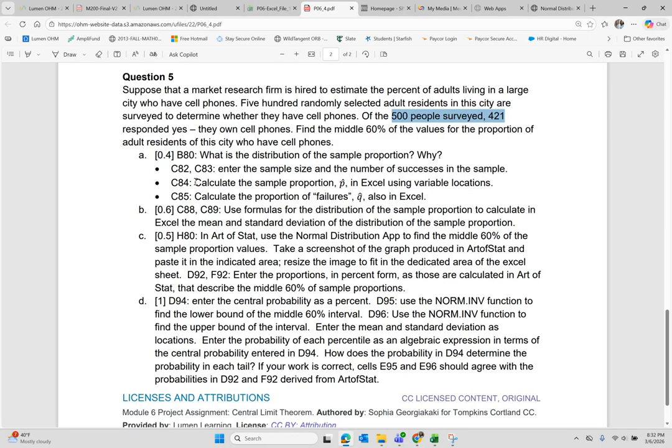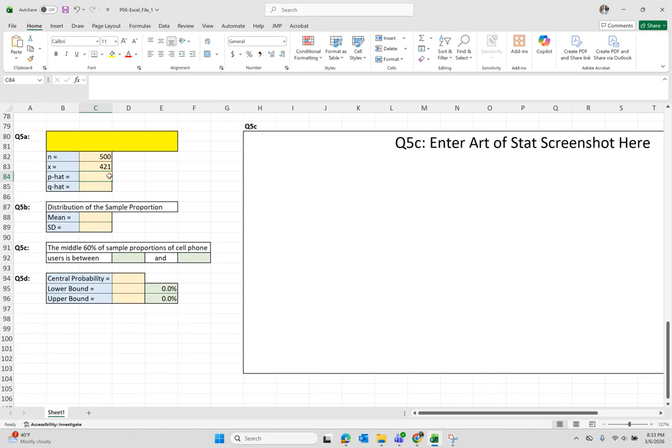And then it says calculate the sample proportion p hat in Excel using variable locations, and then calculate the proportion of failures q hat also in Excel using variable locations. So remember that the proportion is the number of successes divided by the sample size. And q is the complement, so 1 minus p. So we found p hat and q hat here.